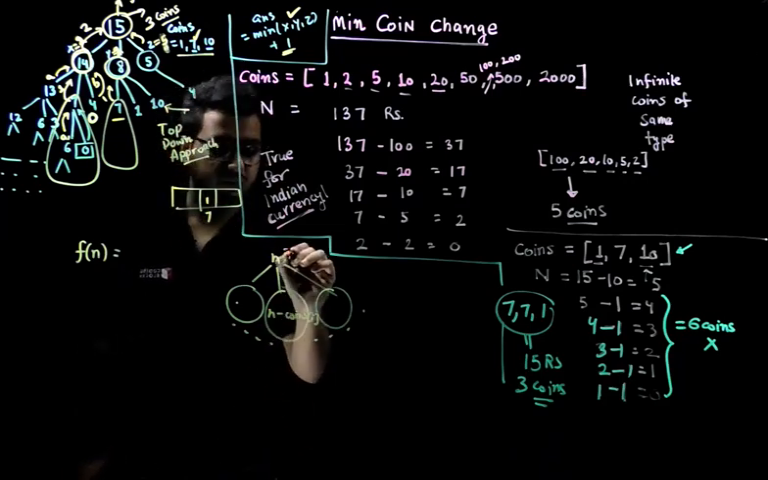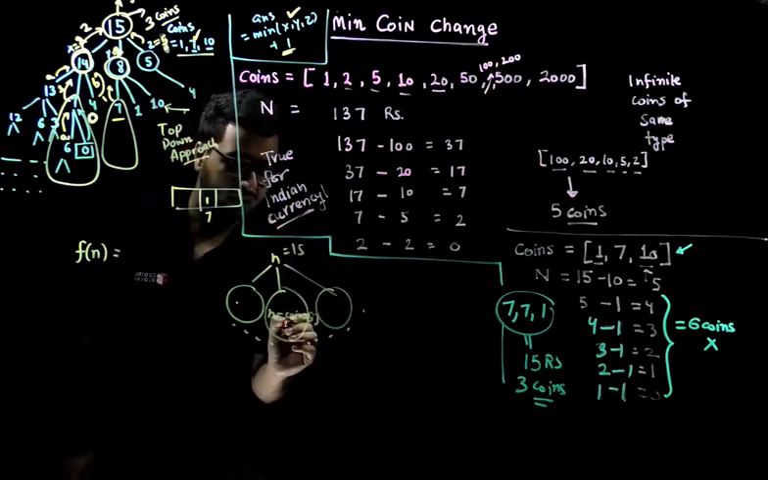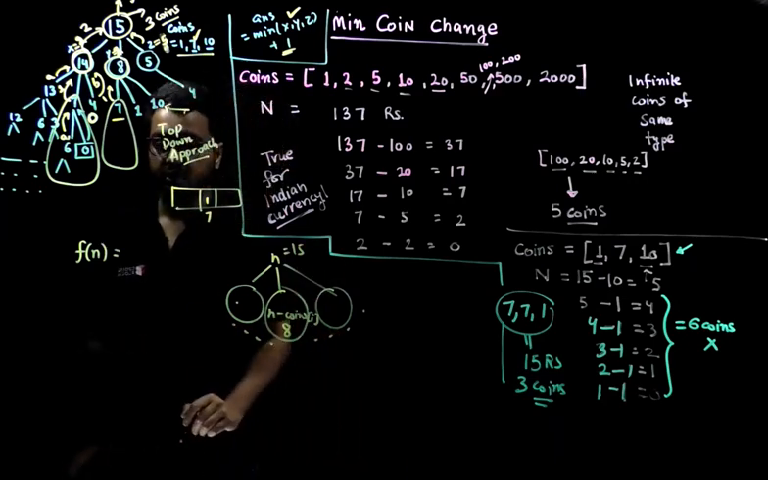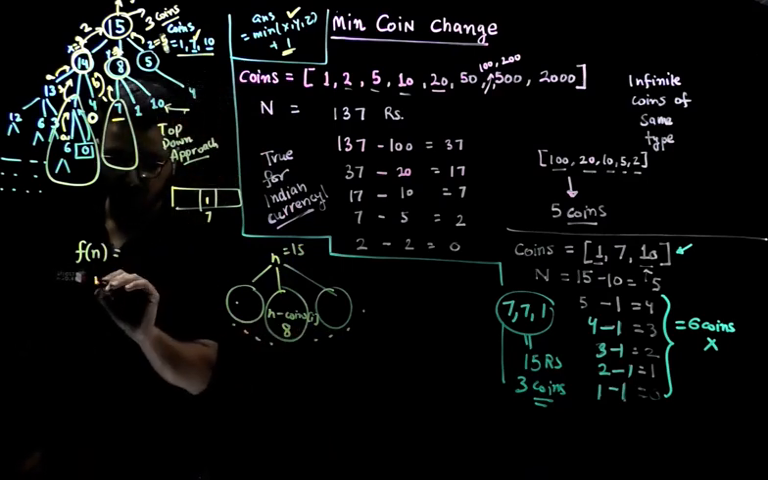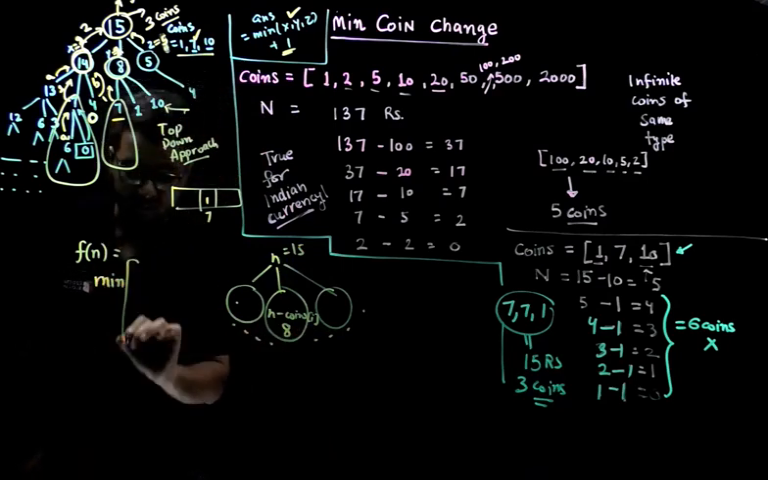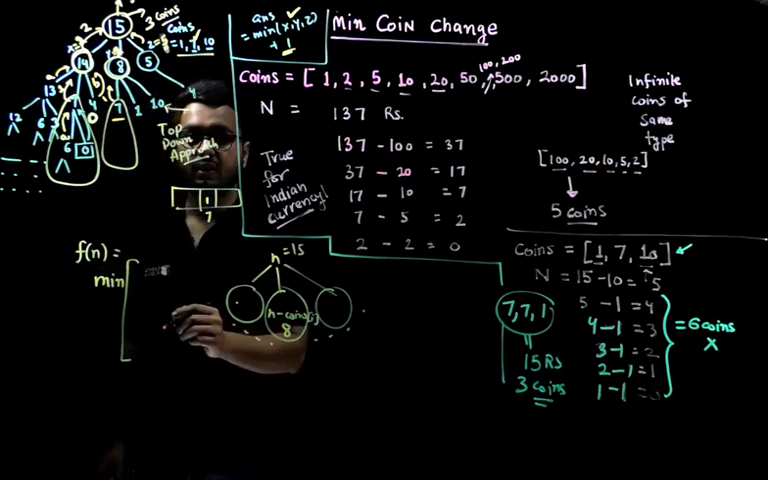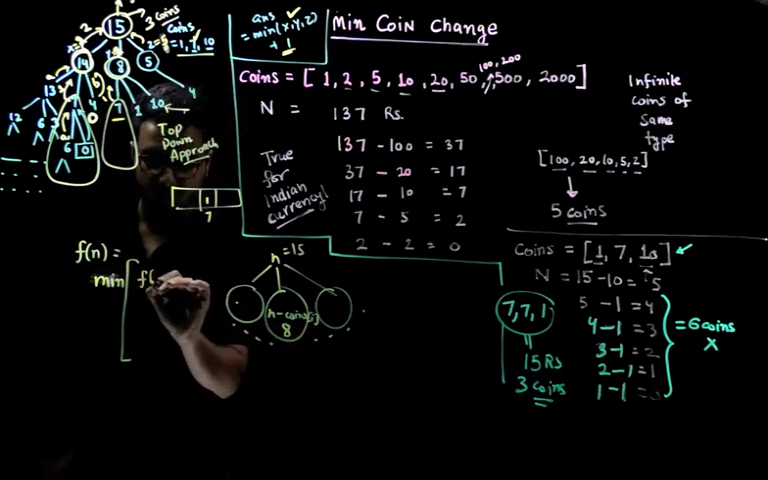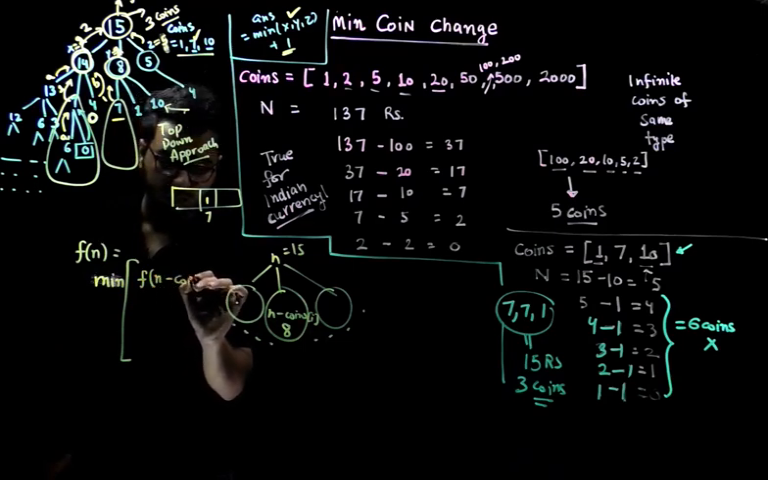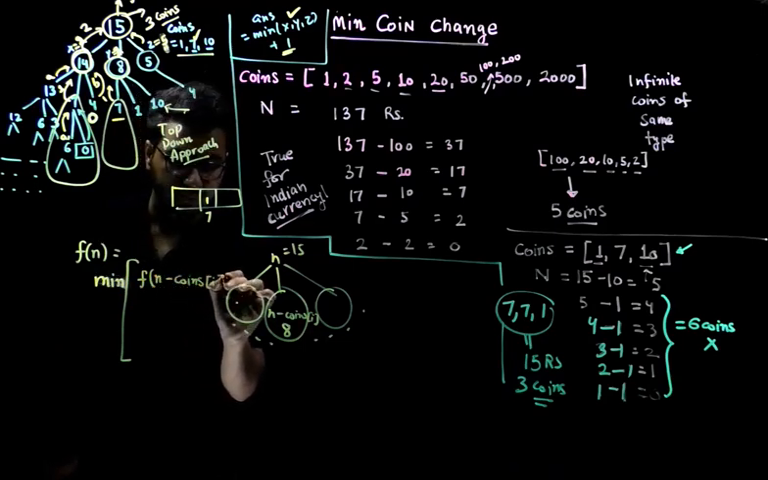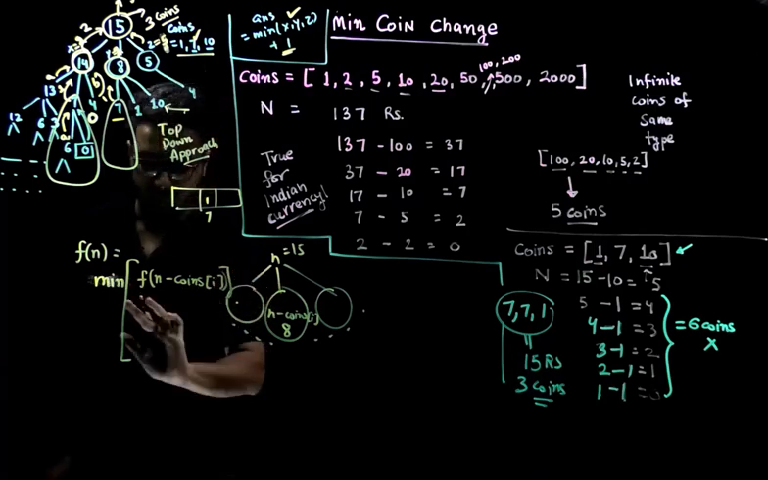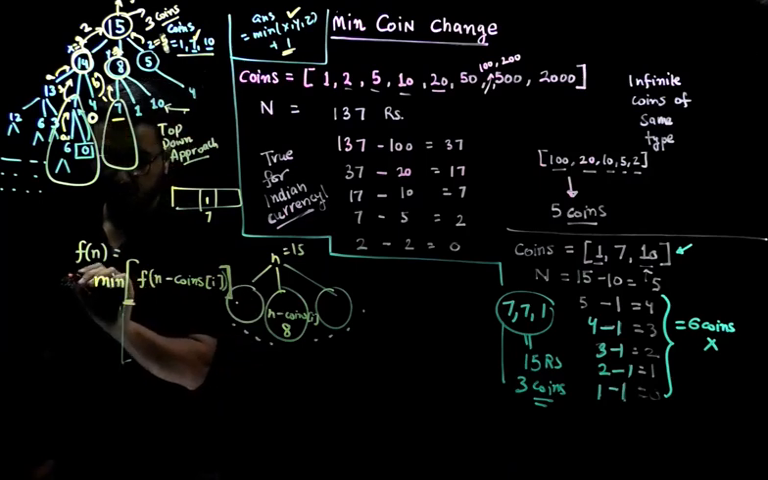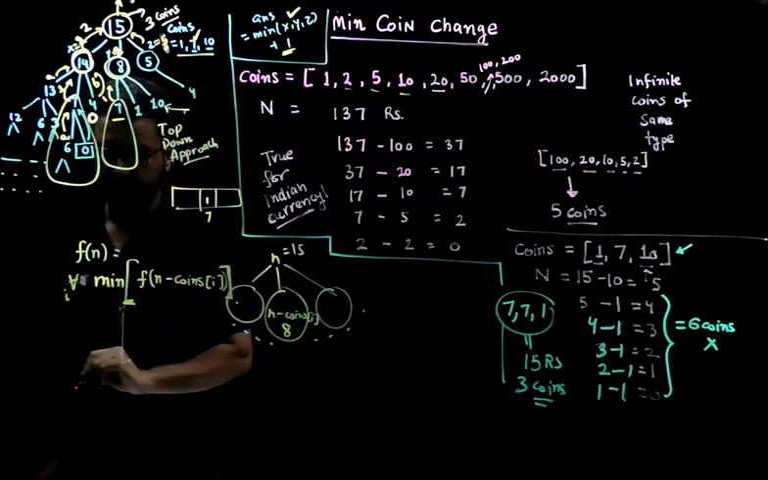For example, if n is 15 and you pick a 7 rupee coin, you'll end up at 8, which is 15 minus 7. So f of n is nothing but the minimum of all the states which you can reach from a given n by picking a certain coin. So it would be the minimum of f of n minus coins of i, provided this value holds, and here you can say for all i.